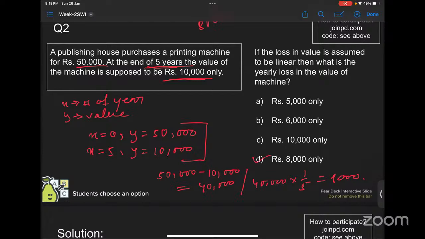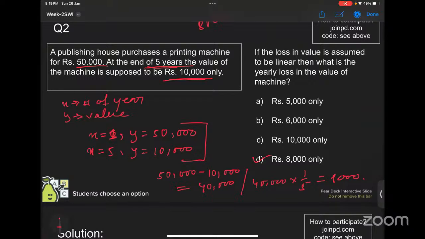Just to confirm, if you're taking X as 0, then isn't the other X supposed to be 4, if I'm not wrong? If you considered the initial year as X equals 0, then we can take X as 1. Madam, it will be zero only at the starting.